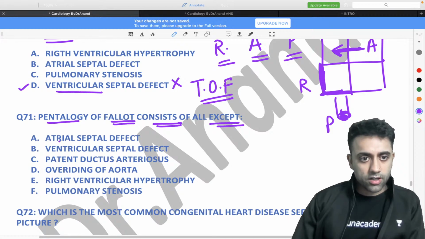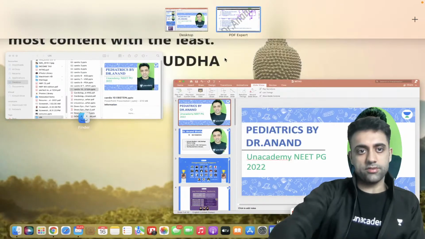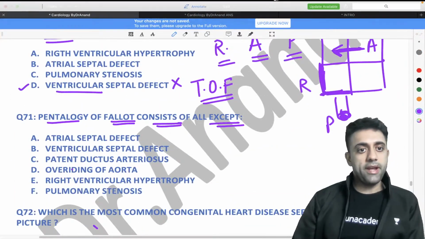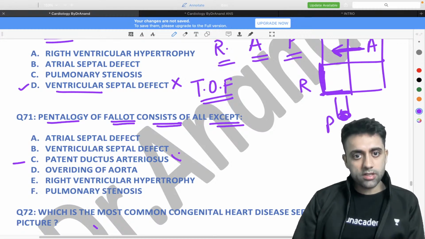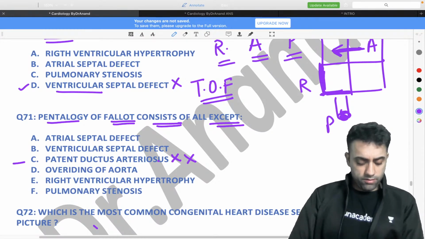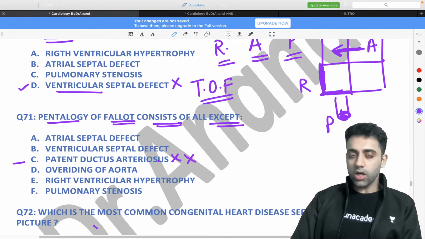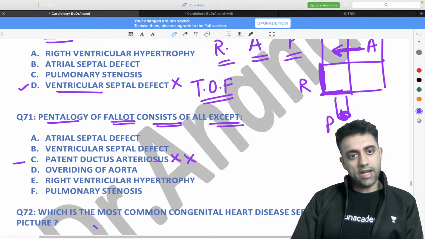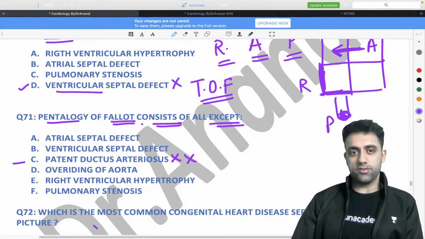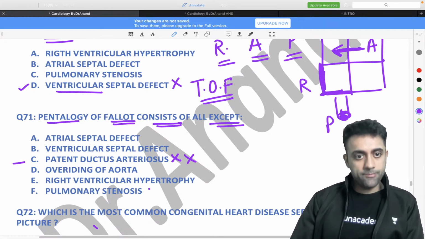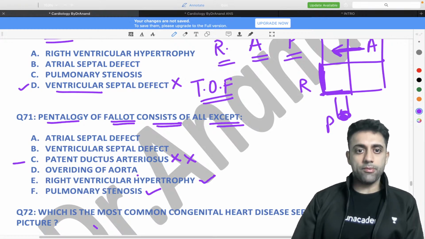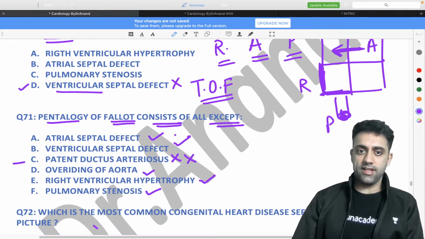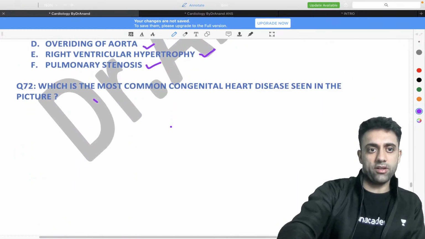So yes, of course, patent ductus arteriosus is not a component. Patent ductus arteriosus is not a component of pentalogy of Fallot, and all others are the components of pentalogy of Fallot. You see pulmonary stenosis, right ventricular hypertrophy, overriding of aorta, ASD and VSD. PDA is not a part of pentalogy of Fallot.